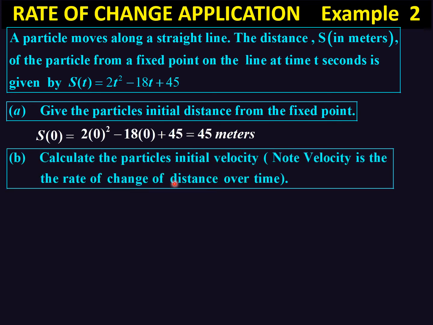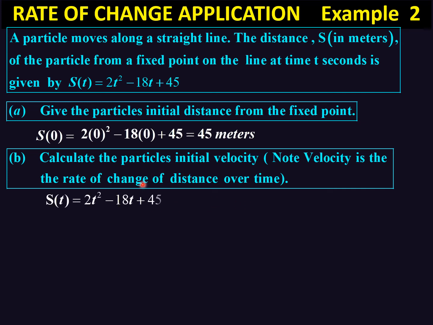But the next question, calculate the particle's initial velocity. Now here they just help you. Those who do physical science would know what velocity is. Velocity is the rate of change of distance over time, or distance with respect to time. So we have initial velocity. What does initial mean? It's when time is 0. So how do we determine the rate of change?